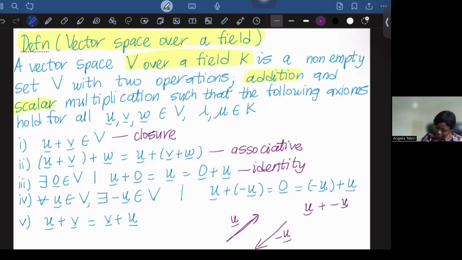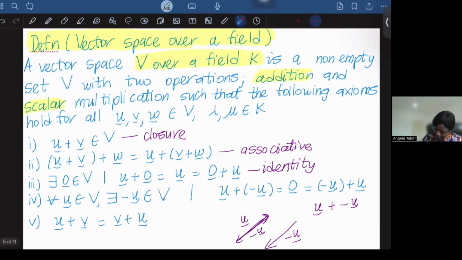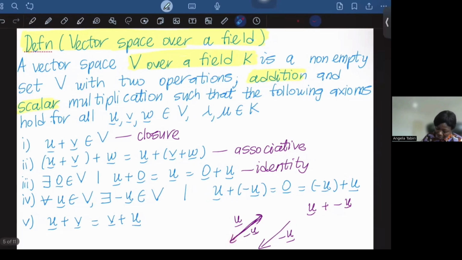So U plus minus U means you go U in this direction, then wherever this ends, you apply your minus U. So we move our minus U here. You start from here, you end up getting back, you apply your minus U. So you see, we started here and we've ended here. That's how come when you add a vector to its additive inverse, it means you did nothing. So this is what we call the inverse, the inverse under addition.